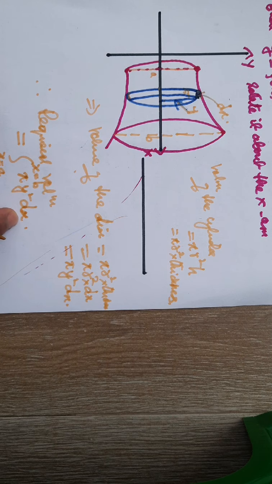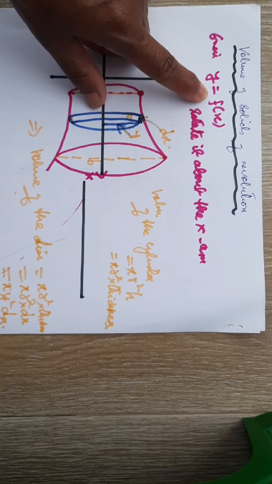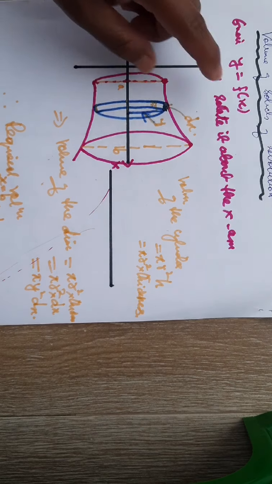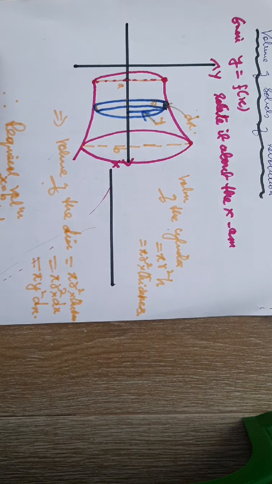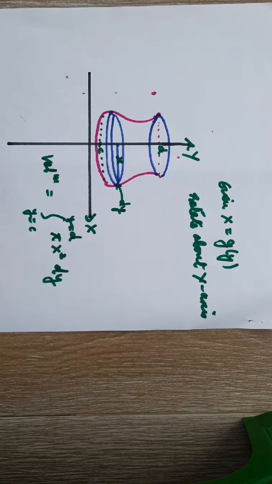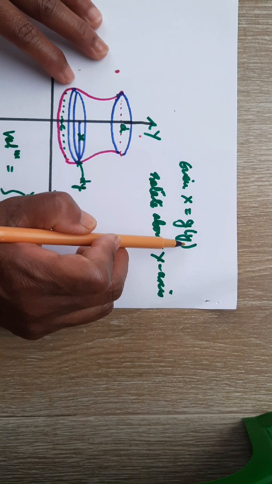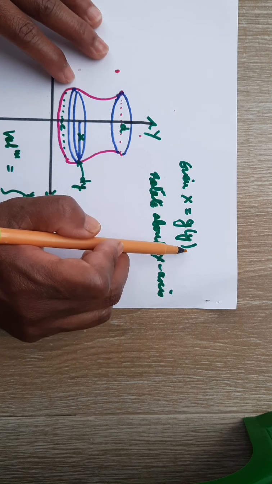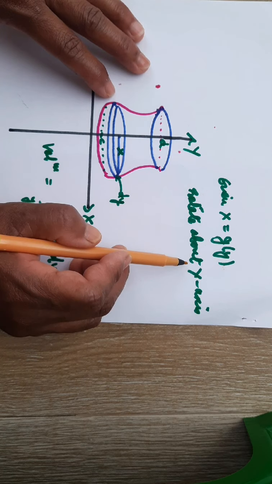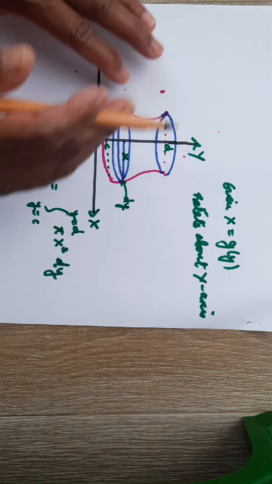So this will be the formula if the given function y is expressed in terms of x. We have got the required volume of the solid of revolution equal to the integral of pi y squared dx. Now, in case the given equation is in terms of y, that is, suppose x is equal to g of y, and we rotate it about the y-axis.